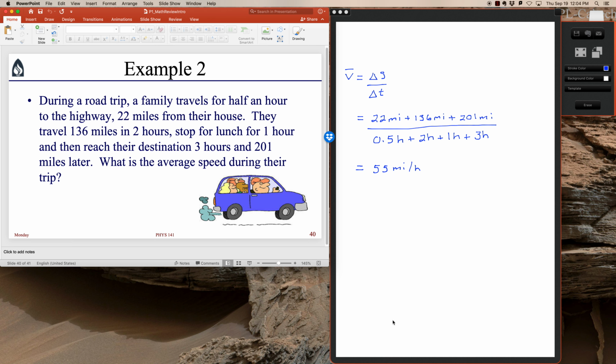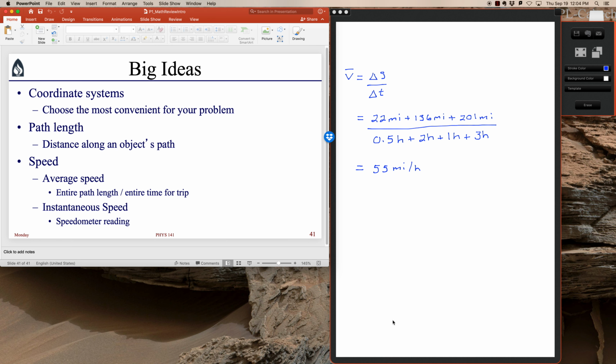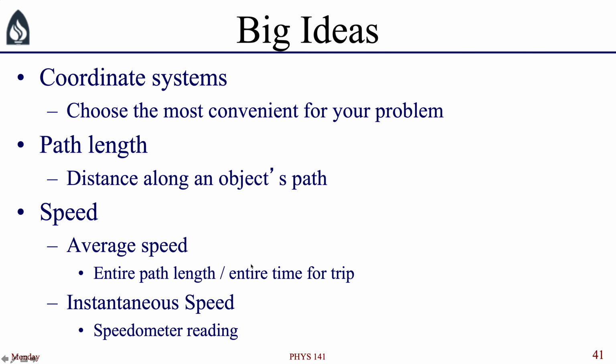Okay, so these are the big ideas that we have looked at in this video. We've looked at coordinate systems and how it is important for problem solving to choose the most convenient for your problem. We've looked at the concept of path length, which is the distance along an object's path, and we've looked at 2 different kinds of speed. The average speed, which is the entire path length divided by the entire time for a trip, and then also the instantaneous speed, which would be something like a speedometer reading. So this concludes the material that we've covered in the first day of summer general physics.